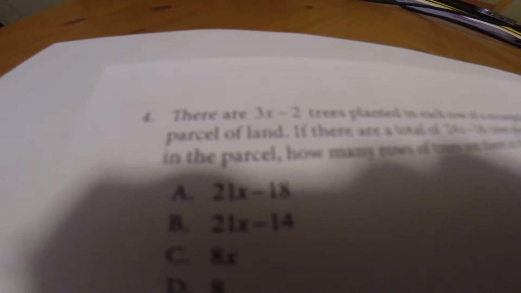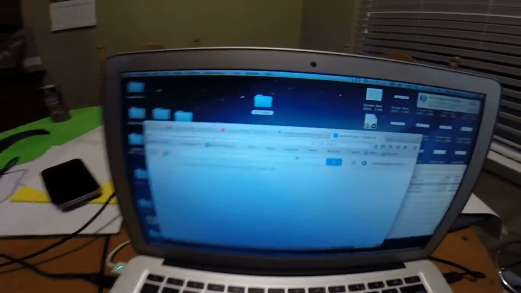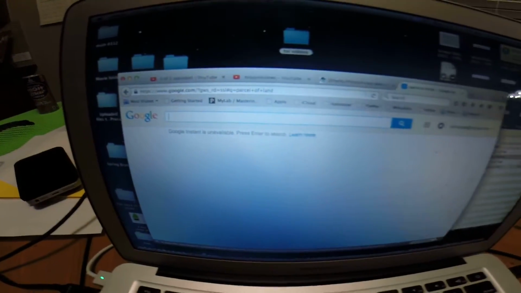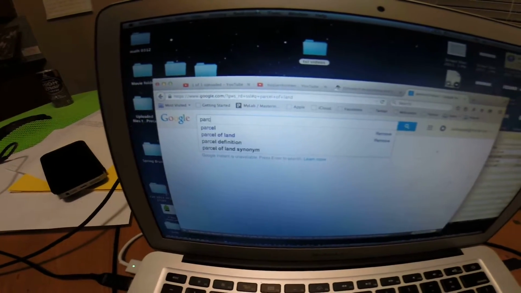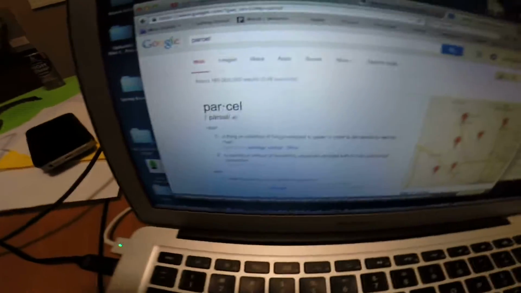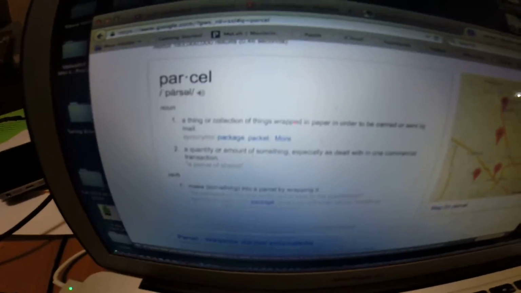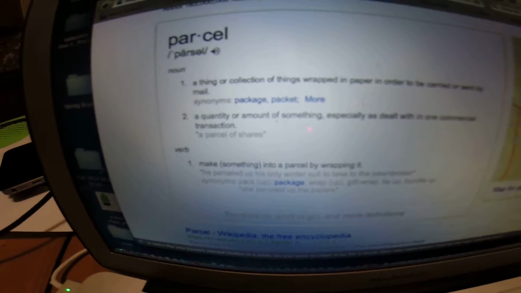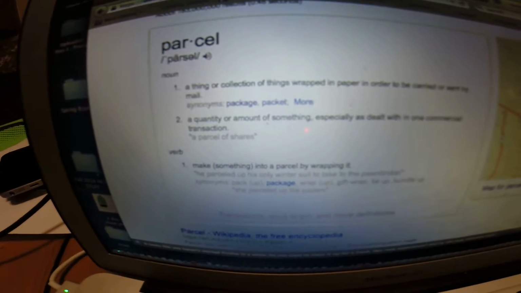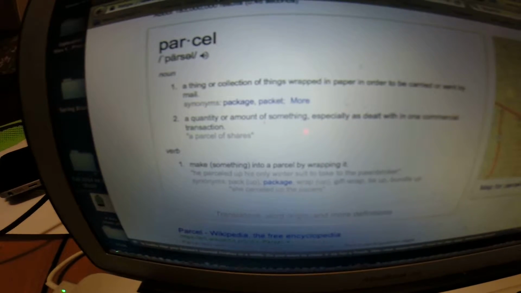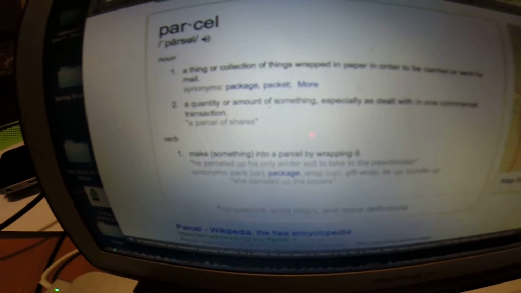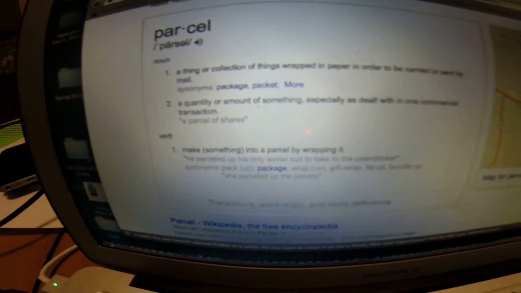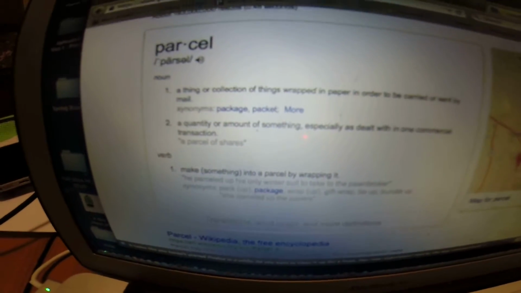So you have this thing called the internet. Get in the habit of, when you see a word that you don't know what it means, looking it up. So if you don't know what parcel means, let's look it up. I have Google up here. Let's look up what parcel means. I type in parcel, and it says a thing or collection of things wrapped in paper in order to be carried or sent by mail, or a quantity or amount of something, especially as dealt with in one commercial transaction.